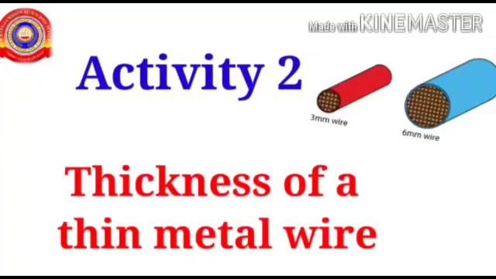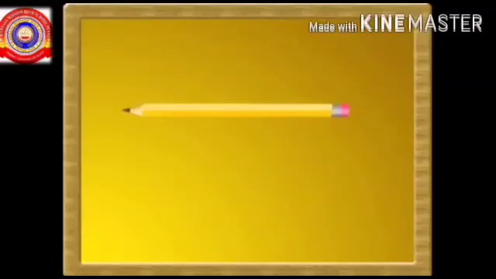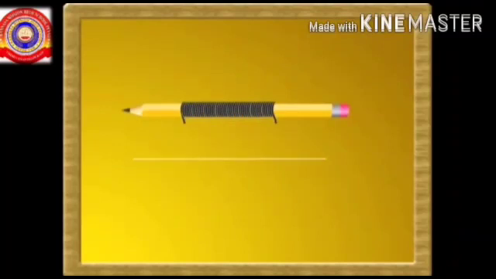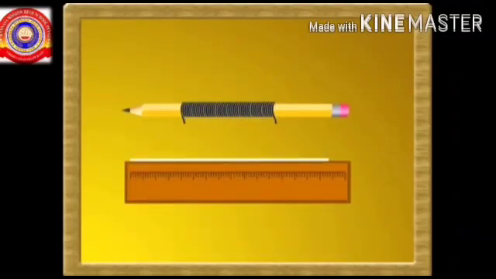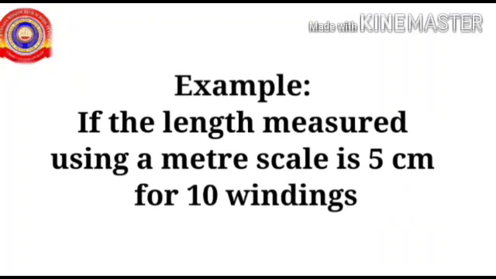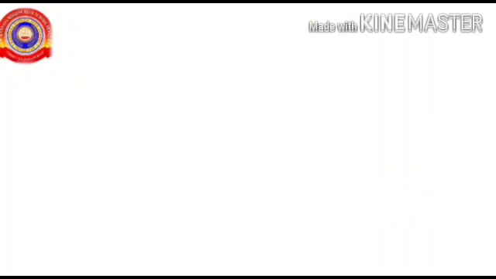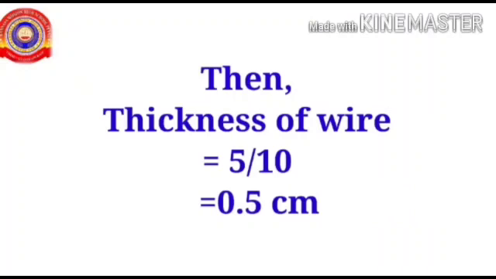Thickness of a thin metal wire. For that, wound the string up to 1 meter. Count the number of windings. When we divide this 1 meter by number of windings, we get the thickness of wire. For example, if the length measured using a meter scale is 5 cm for 10 windings, then the thickness of wire equal to 5 divided by 10.